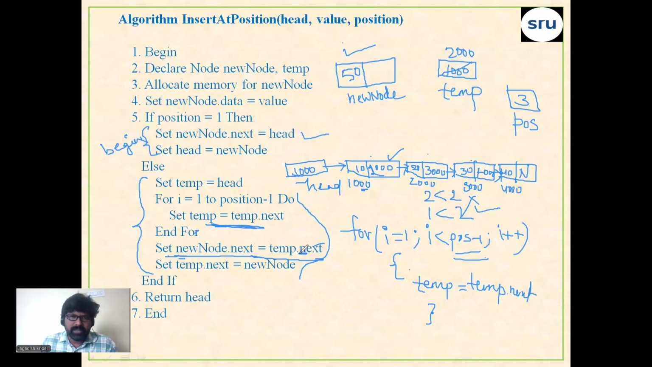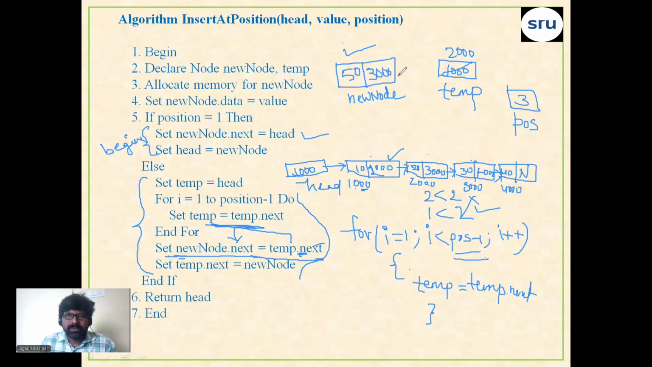Temp next value should be stored into the node next. Node is what? New node. That is nothing but new node next. Temp is what? 2000. 2000 next is what? 2000 next is 3000. The 3000 value we want to put in this.